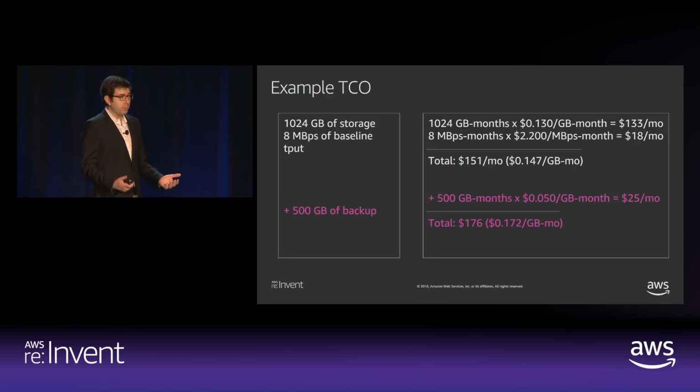Now if you add on backups as well, for people who want to take backups, let's say you have 500 gigabytes worth of backups for this 1 terabyte file system. At 5 cents a month, that's another $25. And so all in, you're looking at a total of $176, or 17.2 cents per gigabyte per month. That's the full cost, including the cost of the backups.